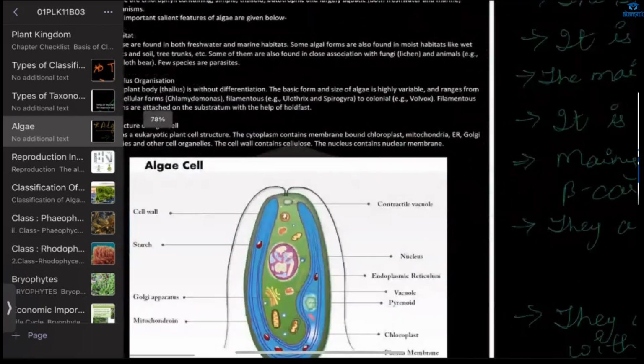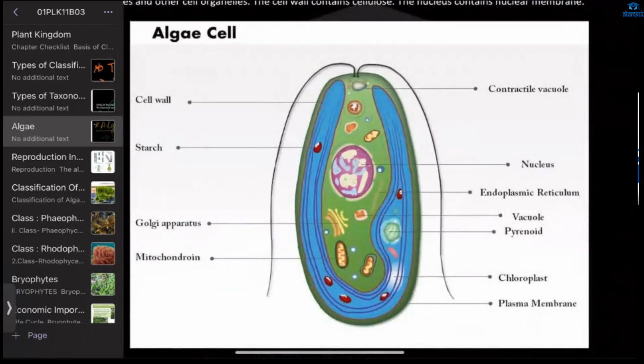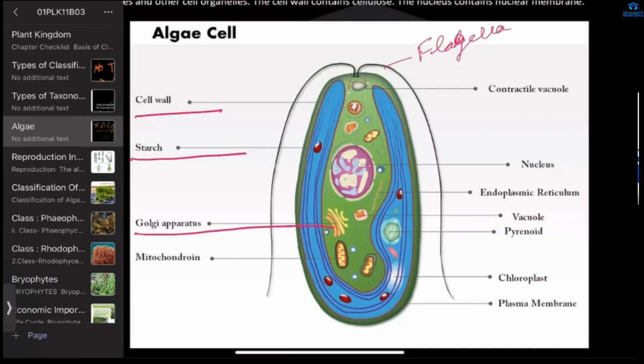What does it say? See, this one is a typical structure of Chlamydomonas, I think. Algae, since it is a plant kingdom, will have every single cellular organelle inside it. So cell wall is also present, starch is there, Golgi apparatus is there, mitochondria will be there, nucleus, contractile vacuole. Flagella is also there for the motility. This one is what? Flagella. Okay, it is for motility.